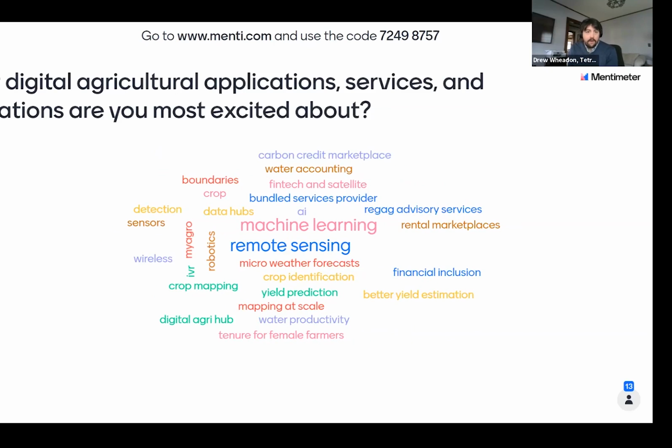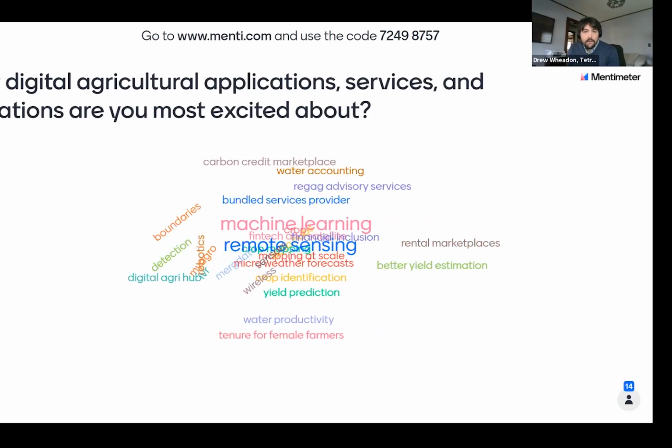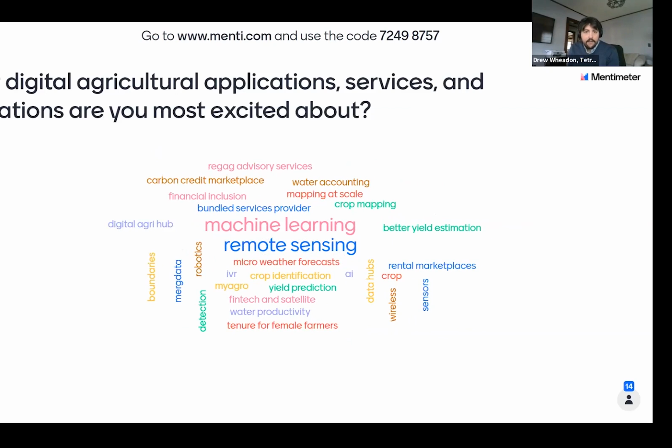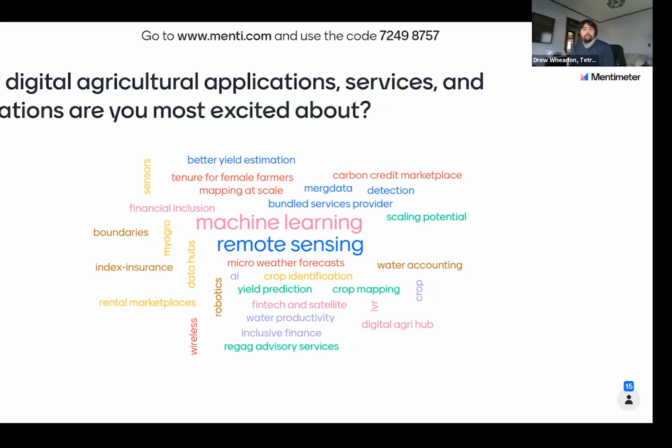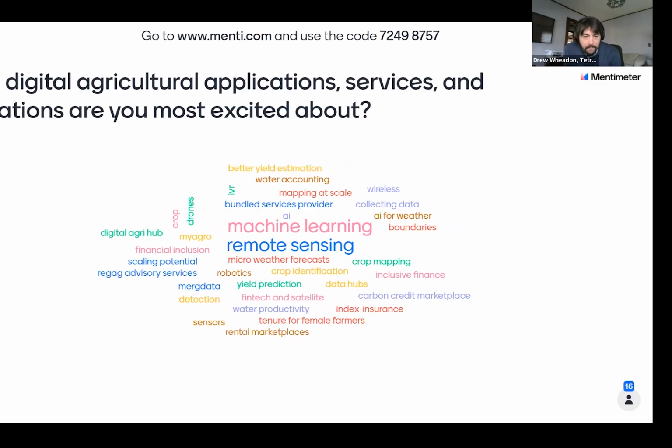Again, if you haven't done so already, please go to menti.com and use the code. You can see at the top of the screen there, 72498757. Micro weather forecasts, I like that. That's a great one. Carbon credits, okay.